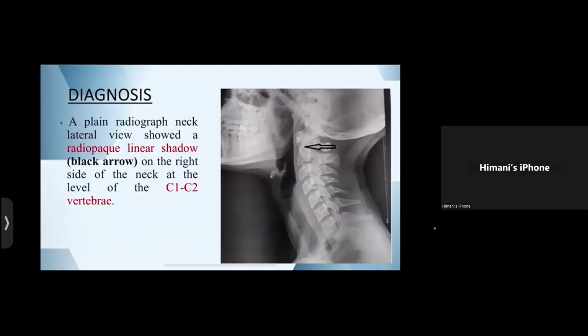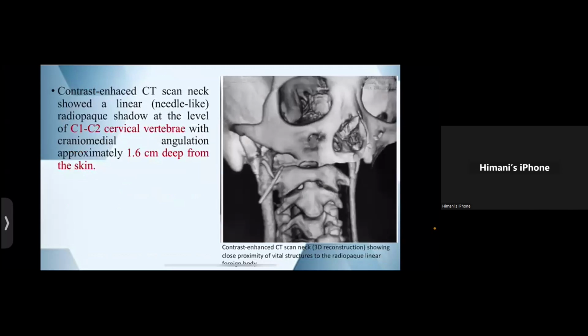Then we proceeded on to make a diagnosis for the patient. We did a plain radiograph neck lateral view, which showed a radio-opaque linear shadow, marked with a black arrow, on the right side of the neck at the level of C1 and C2 vertebrae. Then we proceeded with a contrast-enhanced CT scan with 3D reconstruction, which showed a linear needle-like radio-opaque shadow at the level of C1 and C2 cervical vertebrae with craniomedial angulation, approximately 1.6 centimeters deep from the skin.